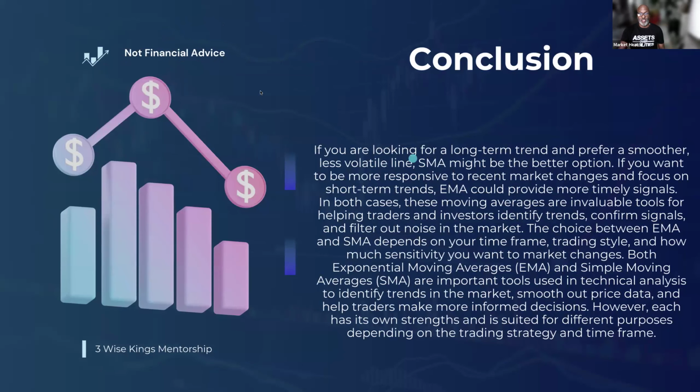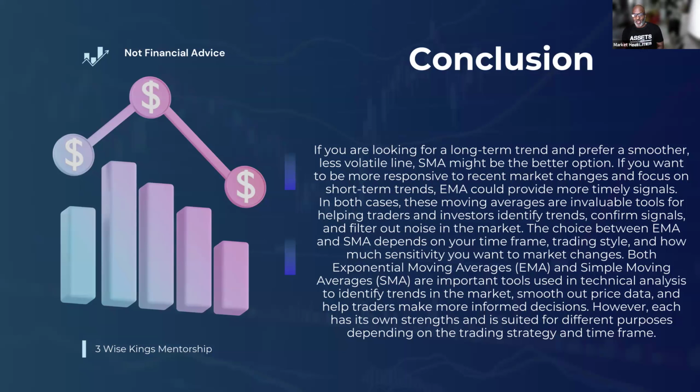So, conclusion: if you are looking for a long-term trend and prefer a smoother, less volatile line, the SMA might be the better option. If you want to be more responsive to recent market changes and focus on short-term trends, the EMA could provide more timely signals. In both cases, these moving averages are invaluable tools for helping traders and investors identify trends, confirm signals, and filter out noise in the market.